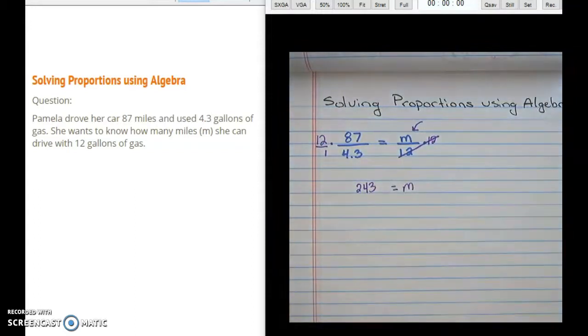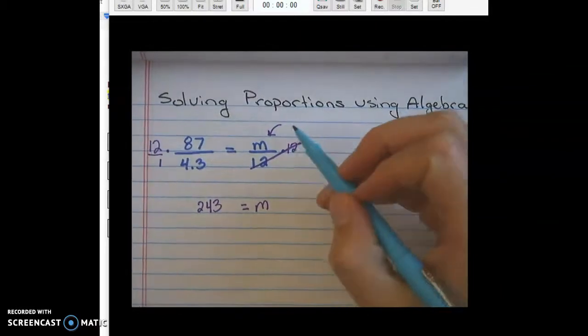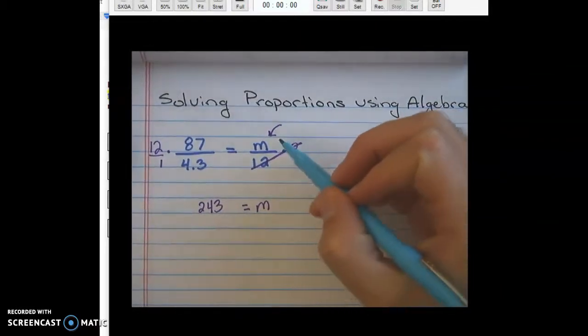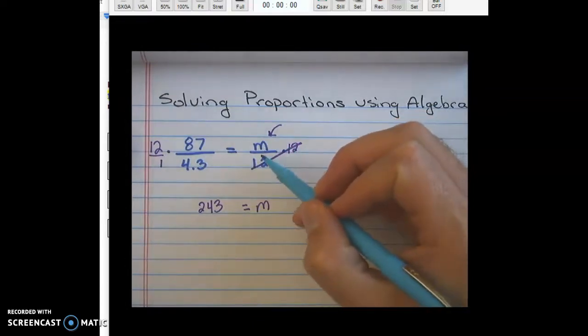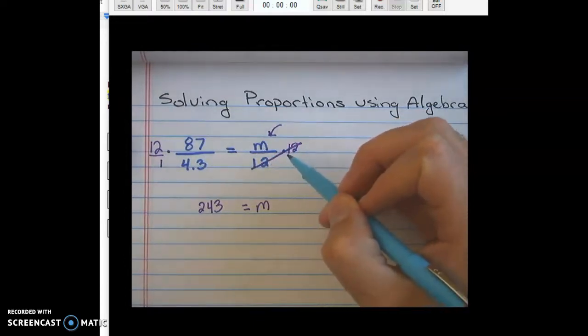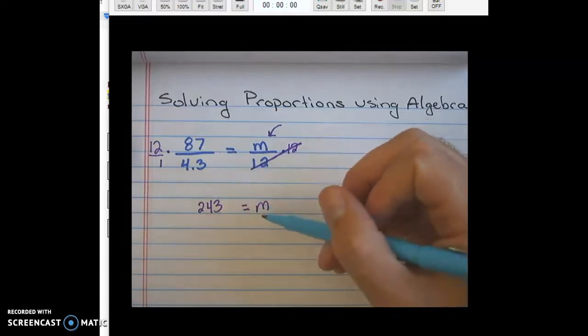All right, we just finished a problem where we had to solve for how many miles we could go in a 12-gallon tank. This one wasn't too bad because our m was in the numerator, and it allowed us to easily get rid of a divide by 12. And so we could quickly do that, get a problem that we could solve algebraically, and have our answer fairly quickly.